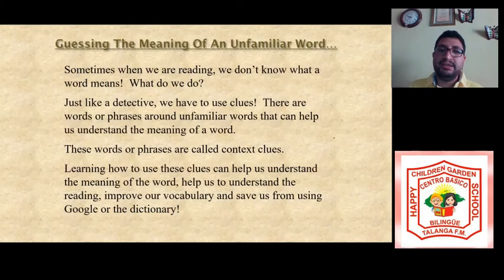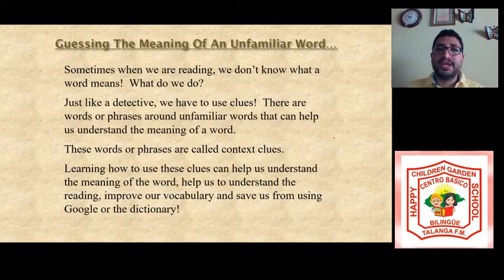Sometimes when we read, we don't know what a word means. So, what do we have to do? Just like a detective, we have to use clues. These are words or phrases around unfamiliar words that can help us understand the meaning of a word. These words or phrases are called context clues. Learning how to use the clues can help us understand the meaning of the word.